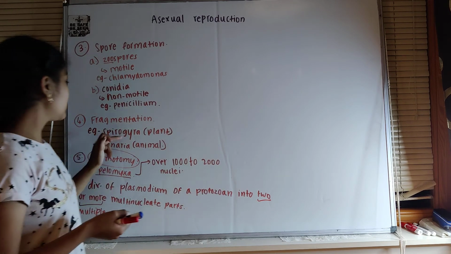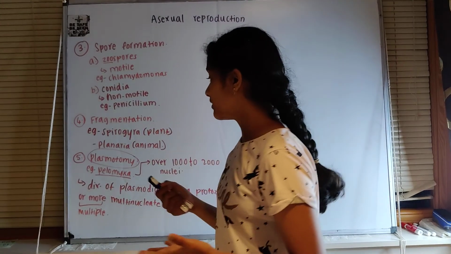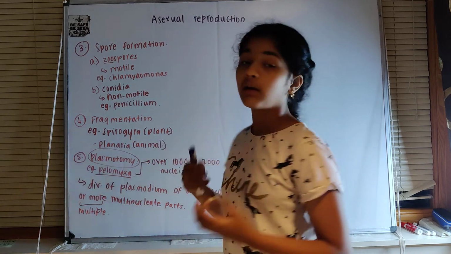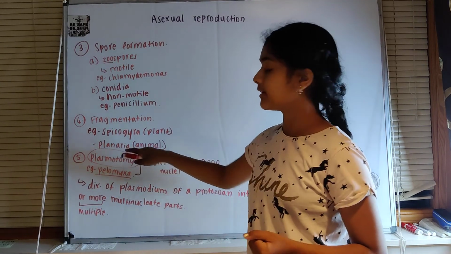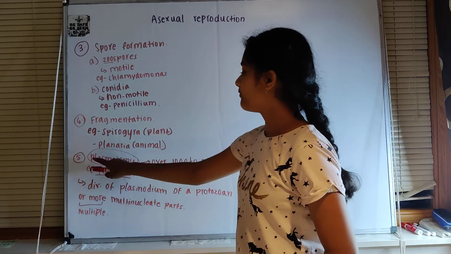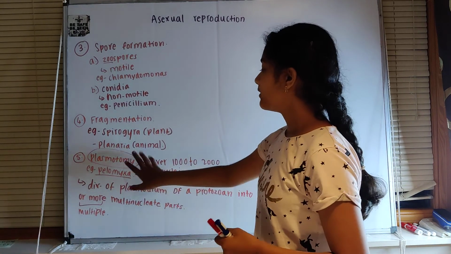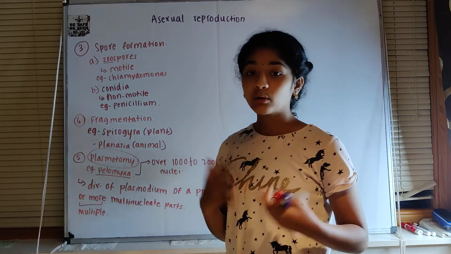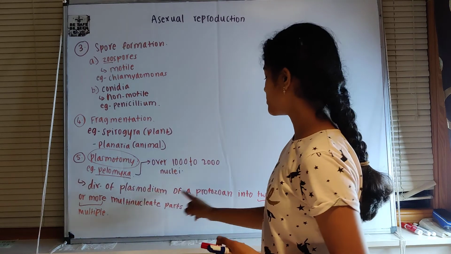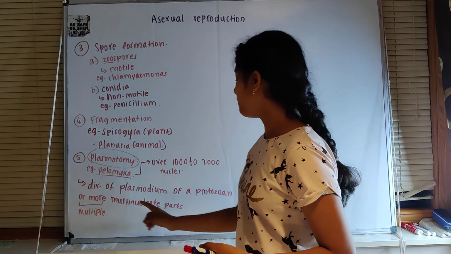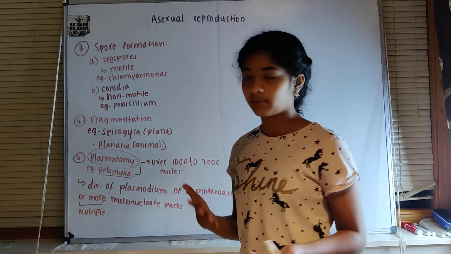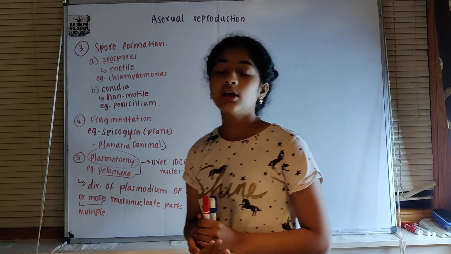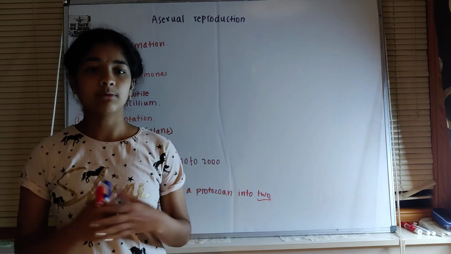Fourth one, fragmentation, example Spirogyra, which is a plant, and there's a power of regeneration here. And Planaria is a flatworm, and it's an animal. The fifth one is plasmotomy. Here, example is Pelomyxa, which has over 1,000 to 2,000 nuclei. And what exactly is plasmotomy? It's the division of plasmodium of a protozoan into 2 or more multinucleate parts. Multiple nuclei are being formed. This is another mode of asexual reproduction. So in this video, we talked about asexual reproduction and its types.